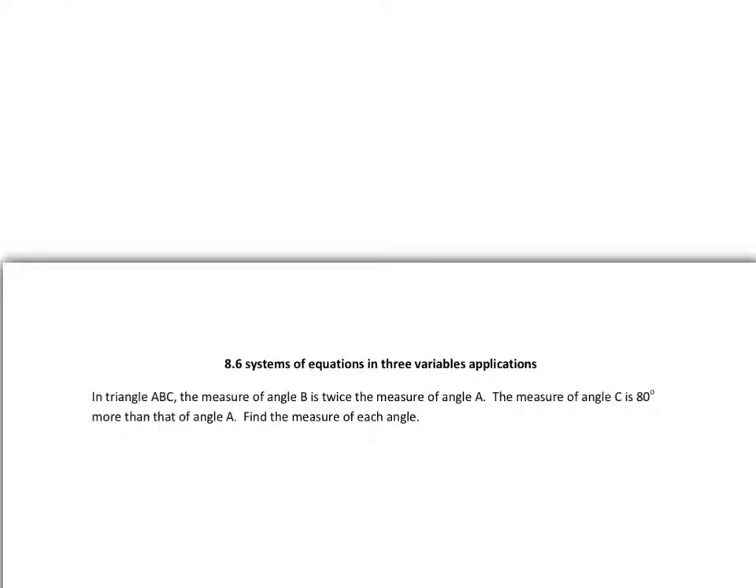Welcome to 8.6 Systems of Equations in 3 Variables Applications. So, we're just going to go through these. I'm going to try to set them up and solve them. I don't know if I have space, but that is my intent, so we'll just run with that.